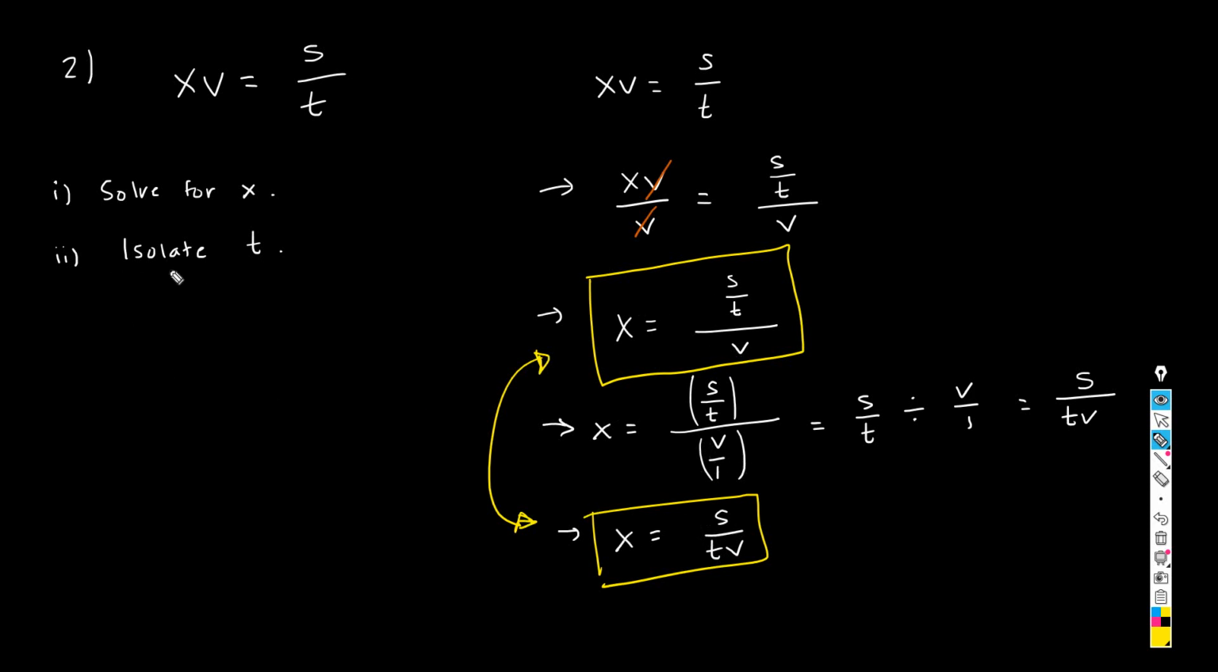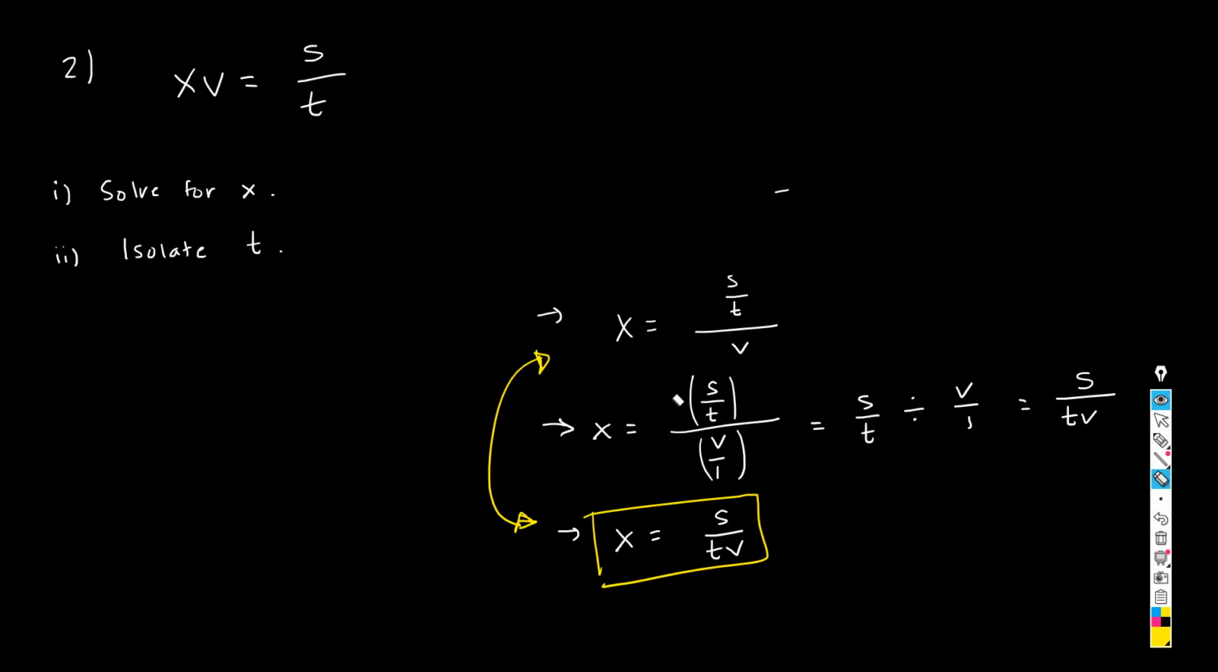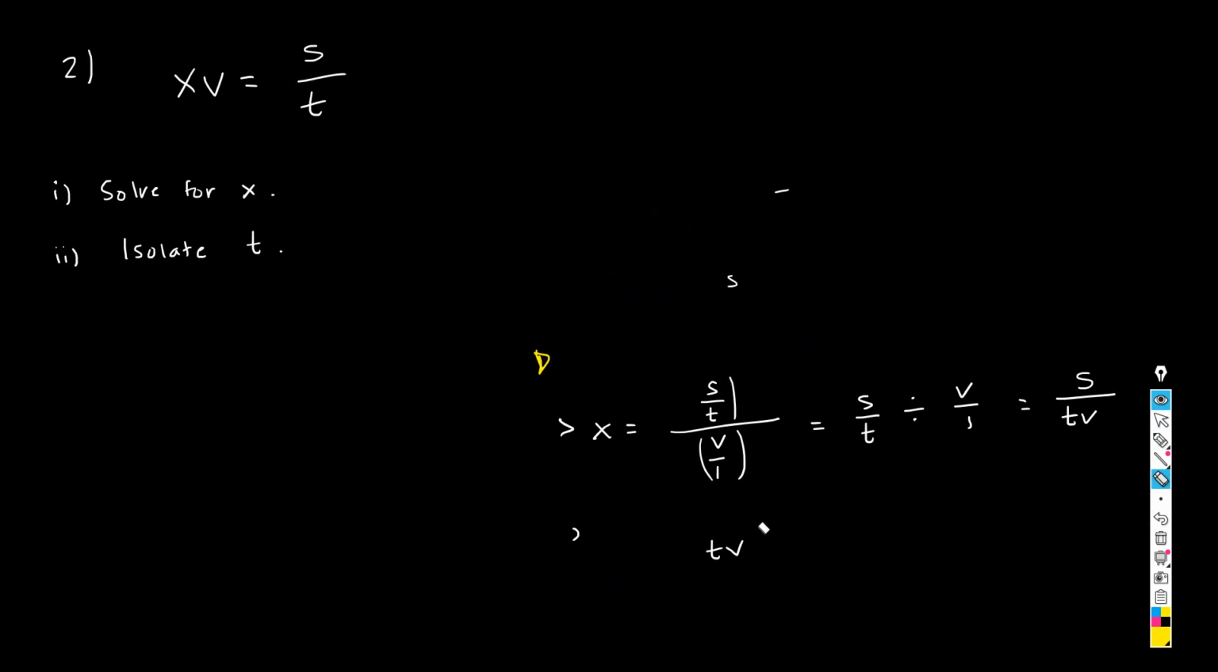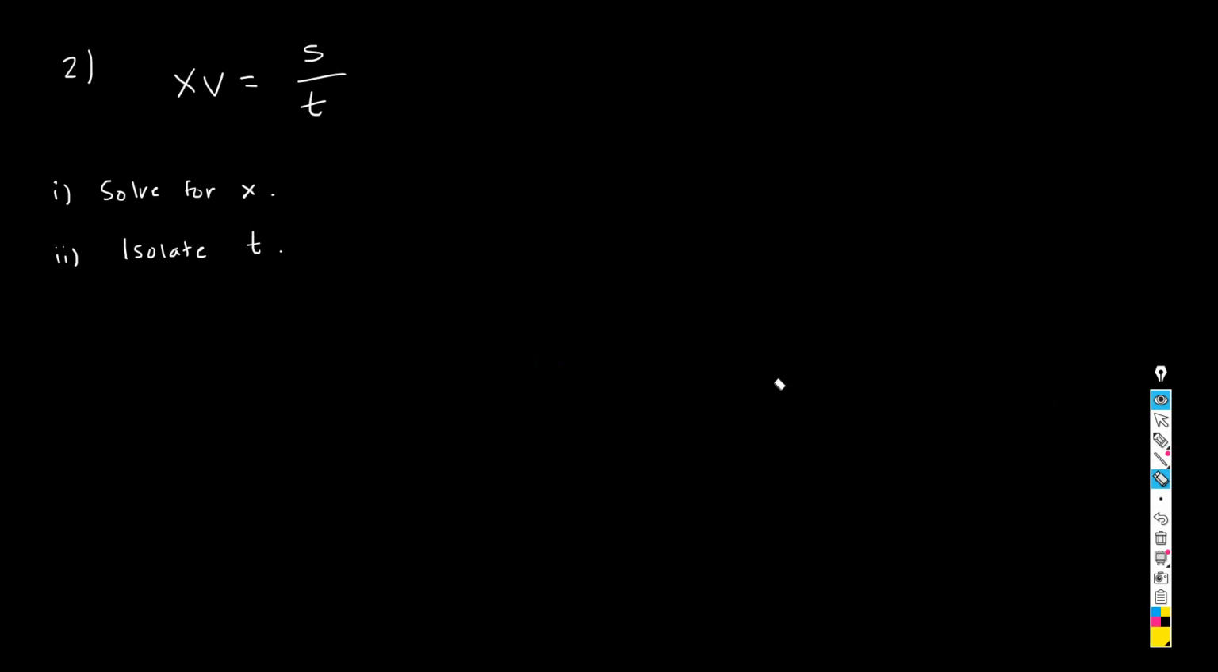Okay, now I want to isolate from the same equation. I want to isolate t. So let's see how that works out. We erase all of this. And now let's isolate t. So same equation. And now I'm gonna isolate t. Pay attention to how it's done.